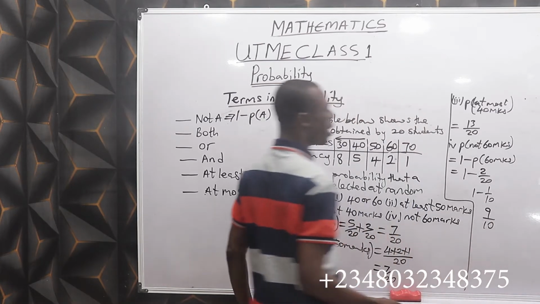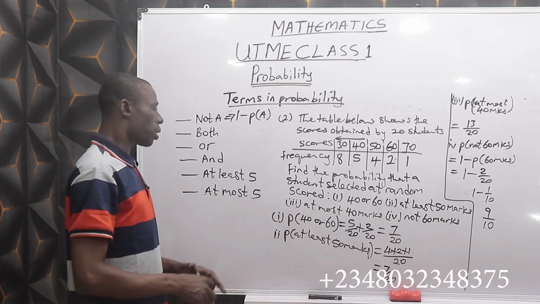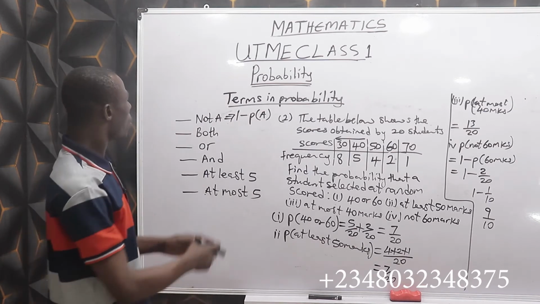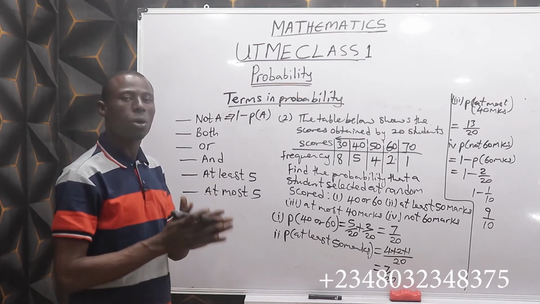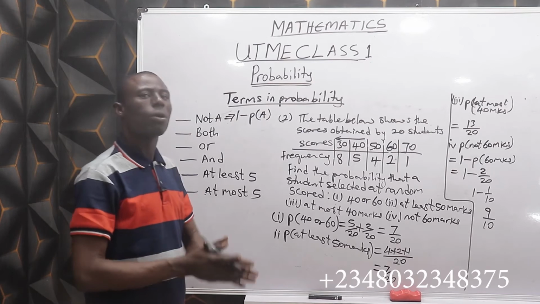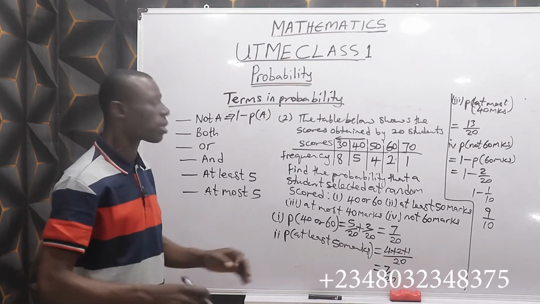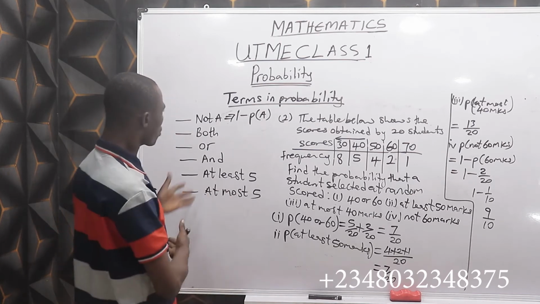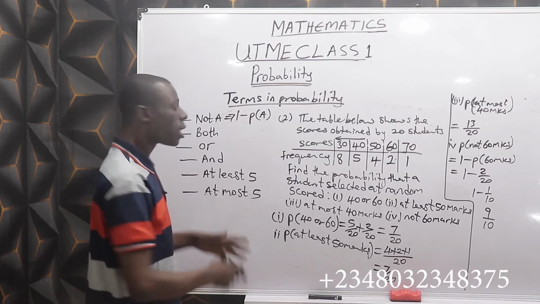And hence, that is this introductory aspect of terms in probabilities. I will now go into full explanation by examples using past questions. This is just the background examples and explanation of the terms in probability.